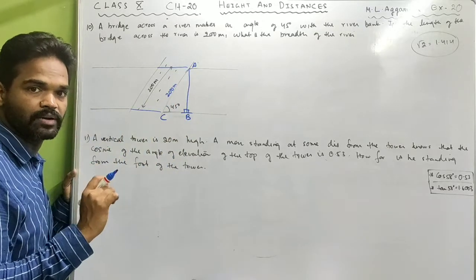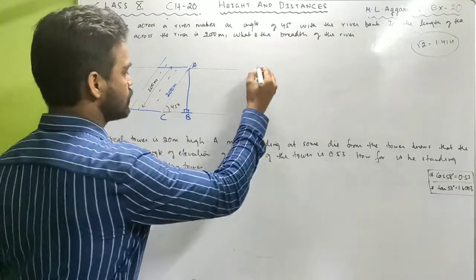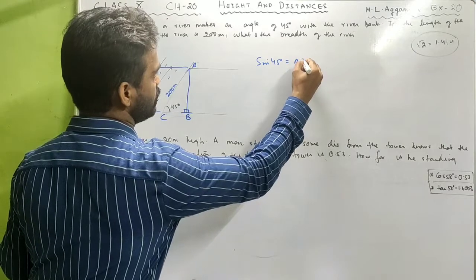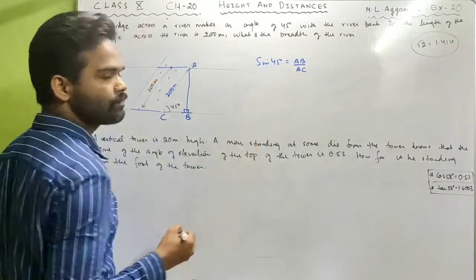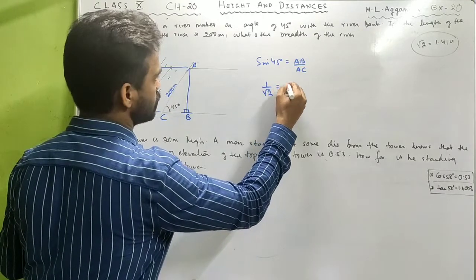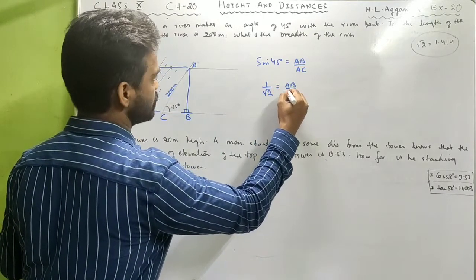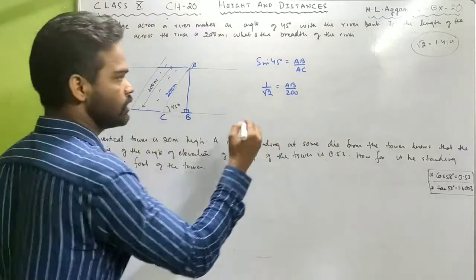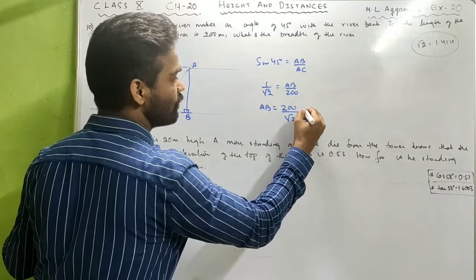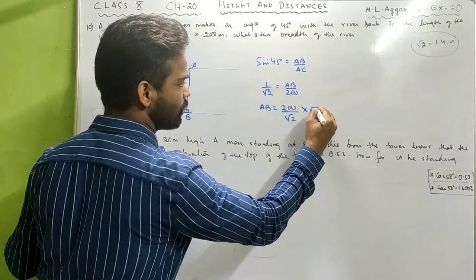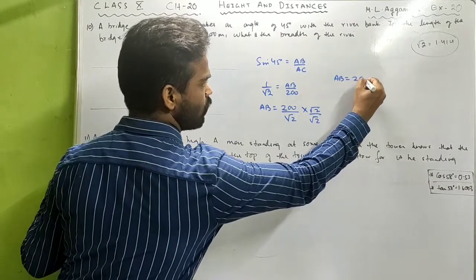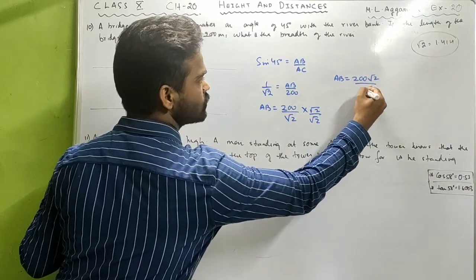So the best trigonometrical ratio to use will be sine. See, sine 45 is perpendicular by hypotenuse. Now sine 45 is 1 by root 2, which is AB by AC. AC is 200 meters, which means AB is 200 by root 2. We'll rationalize it, isn't it? We'll multiply by root 2 and root 2. So that becomes AB equals 200 root 2 by 2.